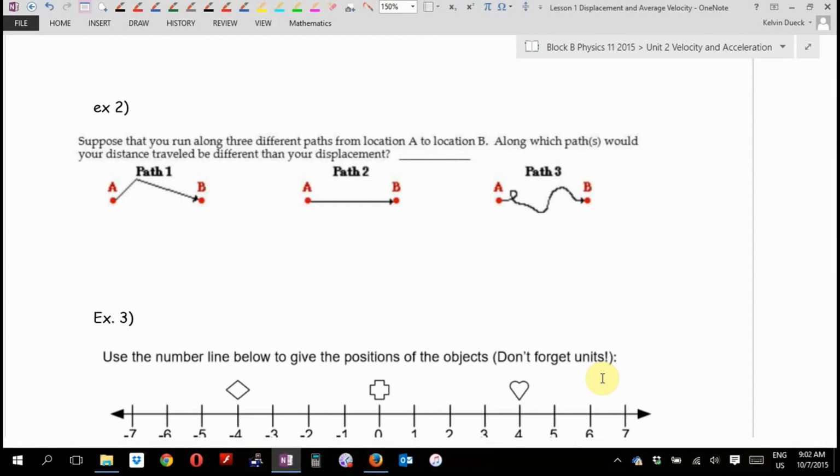Suppose that you run along 3 different paths from location A to location B. Along which path would your distance be different from your displacement? Let's even say it this way: in which of these, path 1, path 2, or path 3, is showing me a displacement and a distance and they're the same?